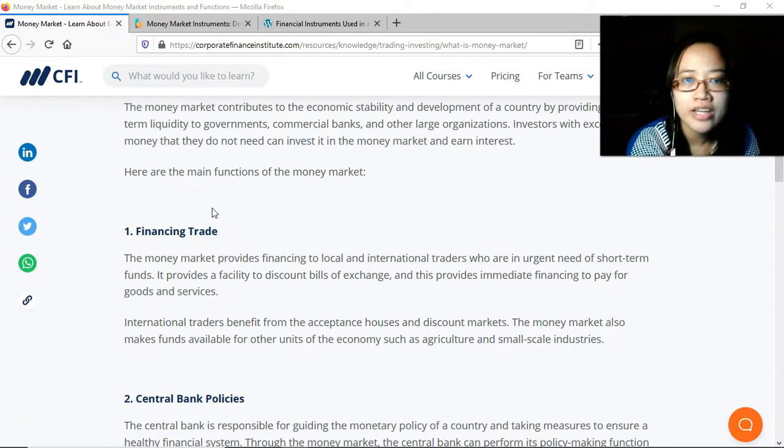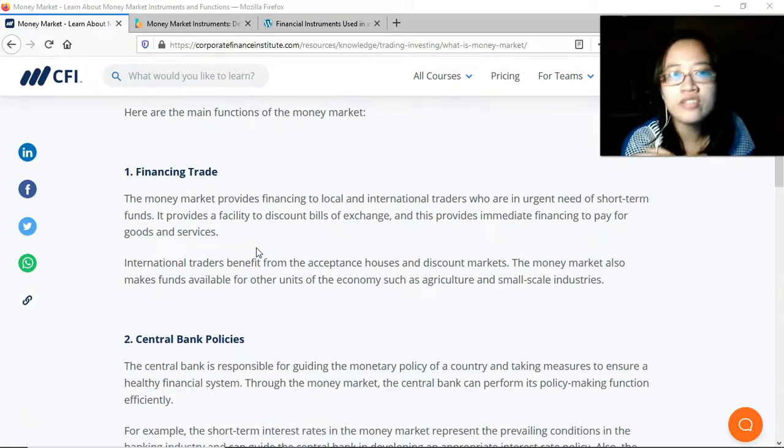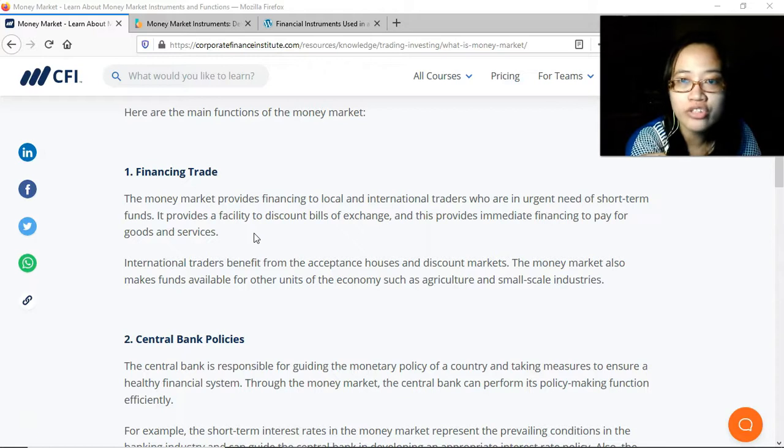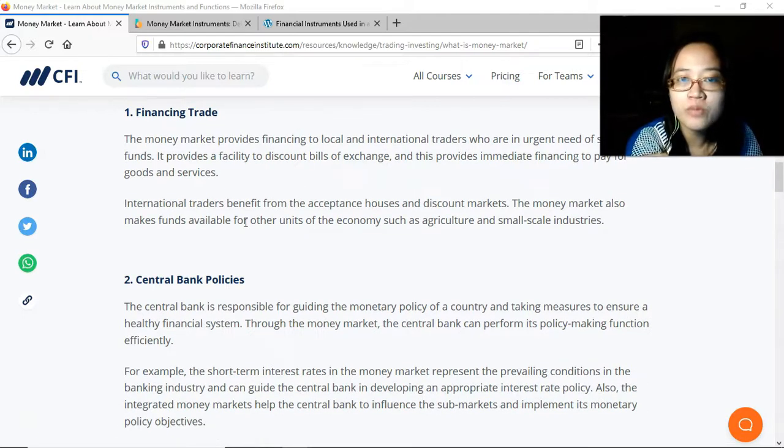Okay? Here are the main functions of the money market. So we have financing trade. So the money market provides financing to local and international traders who are in urgent need of short-term funds. So, madali, if you are holding on to these types of investments kasi, edi mas madali mo rin silang ibebenta when you suddenly needed money. Okay? It provides a facility to discount bills of exchange, and this provides immediate financing to pay for goods and services. International traders benefit from the acceptance houses and discount markets.